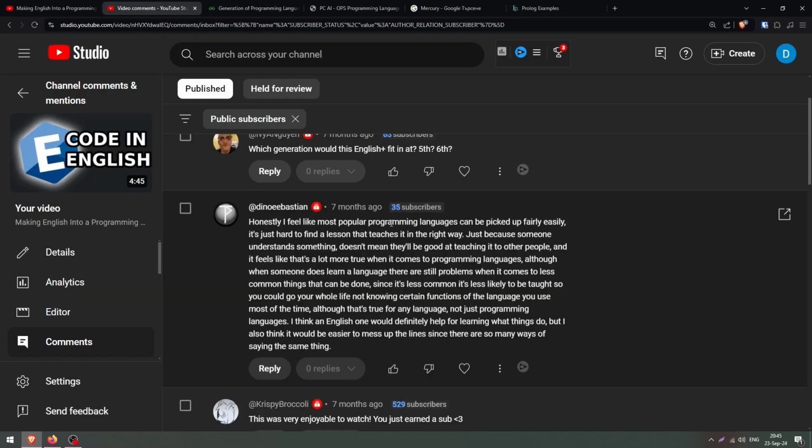Honestly, I feel like most popular programming languages can be picked up fairly easily. It's just hard to find a lesson that teaches it in the right way. Just because someone understands something doesn't mean they'll be good at teaching it to other people. And it feels like that's a lot more true when it comes to programming languages. Although when someone does learn a language, there are still problems when it comes to less common things that can be done. Since it's less common, it's less likely to be taught, so you could go your whole life not knowing certain functions of the language you use most of the time. Although that's true for any language, not just programming languages.